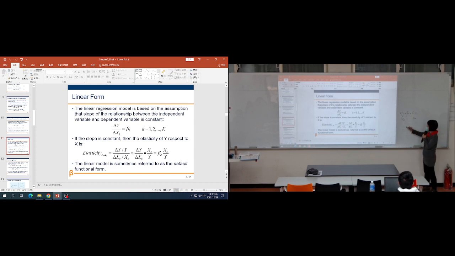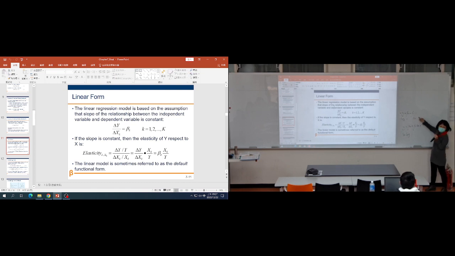On the reverse side is y = beta 0 + beta 1 log x. And this is what we call lin-log form. Both of them are semi-log forms. But the explanation of beta 1 with log-lin or lin-log is different.